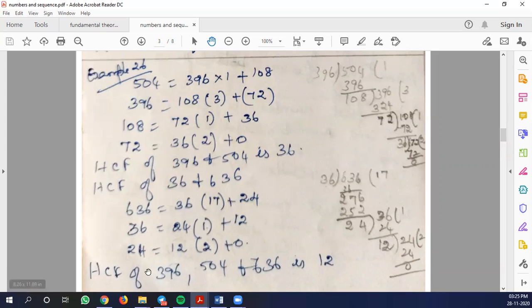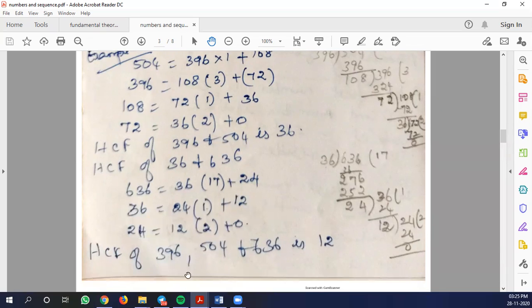So the divisor you have to take is 36, and the remainder is 24. Now divide the divisor by the remainder, only one time, and the remainder is 12. Now you take the divisor 24 and divide it by the remainder 12. How many times is 12 there? 2 times. The remainder is 0. So the HCF of these three numbers is the last divisor, that is 12.